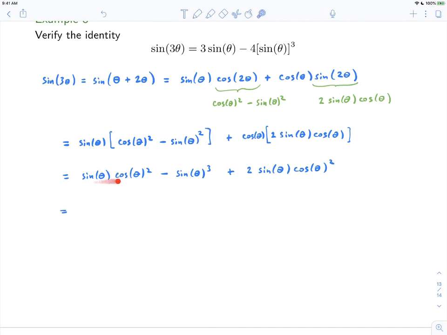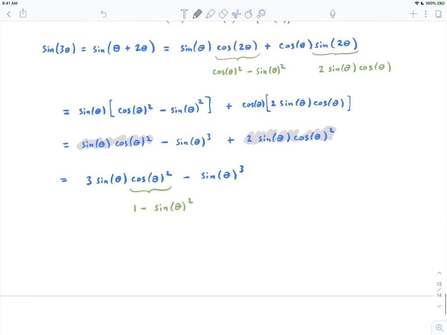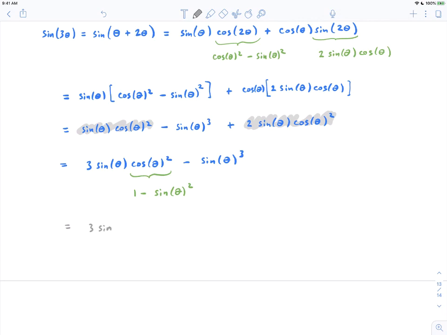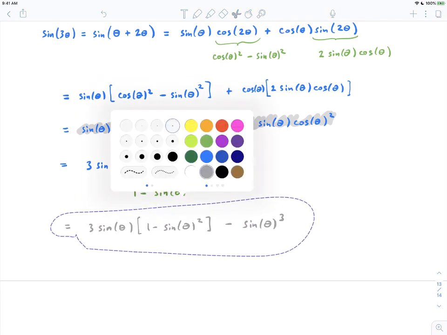Notice now that we have a sine of theta times cosine of theta squared here, and we have 2 of those same things here. Sine of theta cosine theta squared and 2 times sine of theta cosine theta squared. So we're going to combine those, and that'll give us 3 times sine of theta times cosine of theta squared minus sine of theta cubed. And now we're going to use the Pythagorean identity like we suggested we might want to do. So cosine of theta squared is 1 minus sine of theta squared. So that gives us 3 times sine of theta times 1 minus sine of theta squared minus sine of theta cubed. And I didn't mean to put that in gray, so let's just convert that to blue like the rest of this.